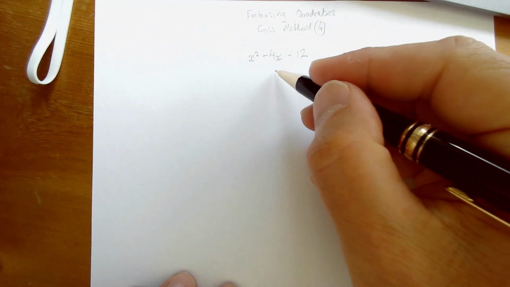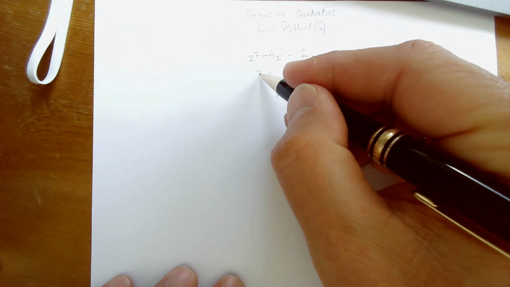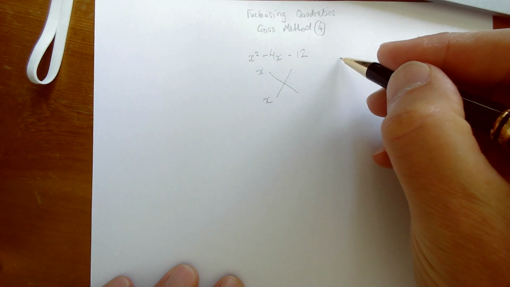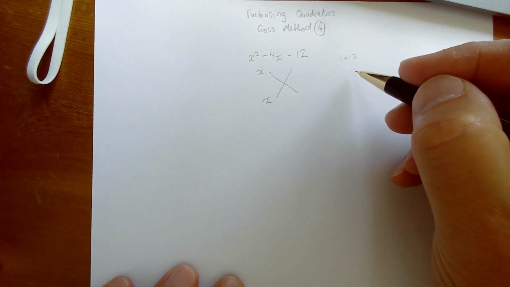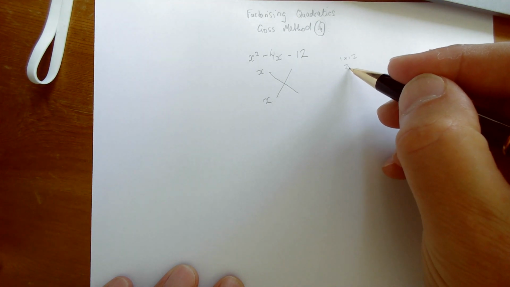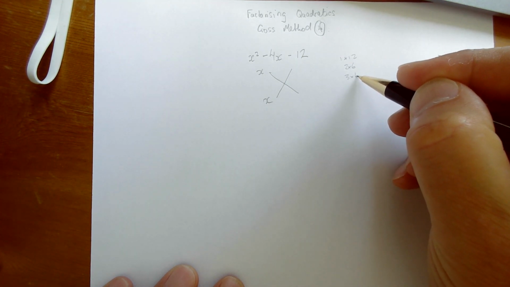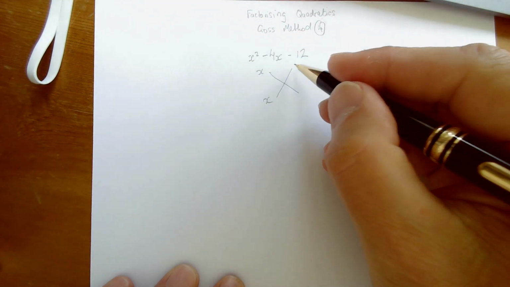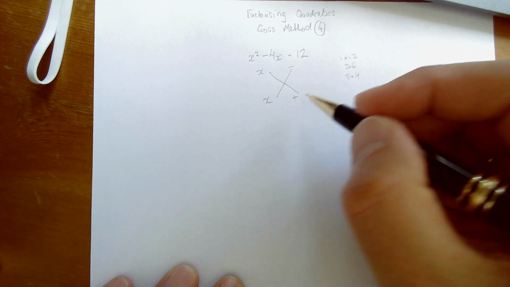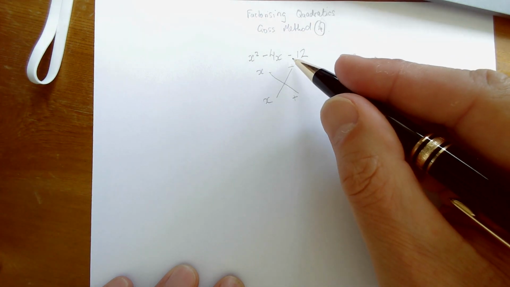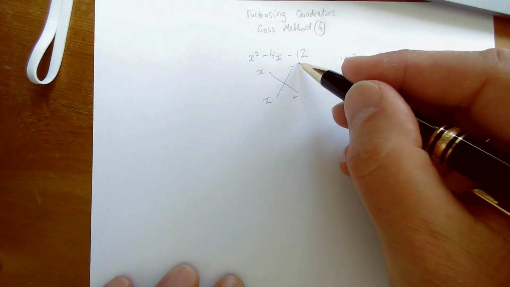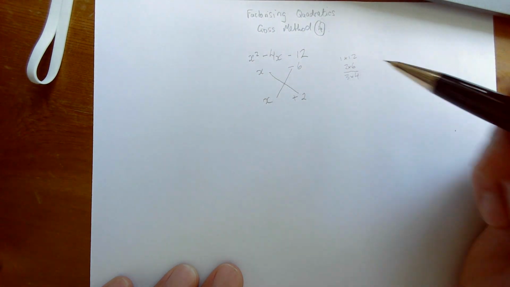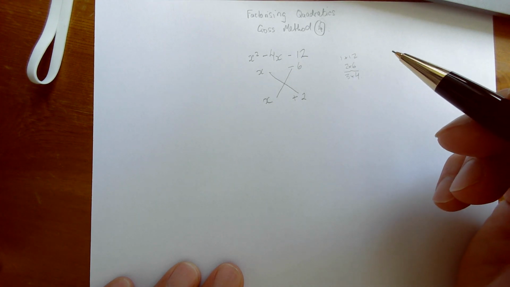So we start off as always with our cross, and we know that x times x is going to give us x squared. What are the factors of 12 that we can work with? Well, we have 2 times 6, and we have 3 times 4. Now we know that our final term here is negative, so we're going to have one negative and one positive, because minus times a plus will give us a minus. So if we put a minus 6 here and a plus 2 here, let's see how that works.